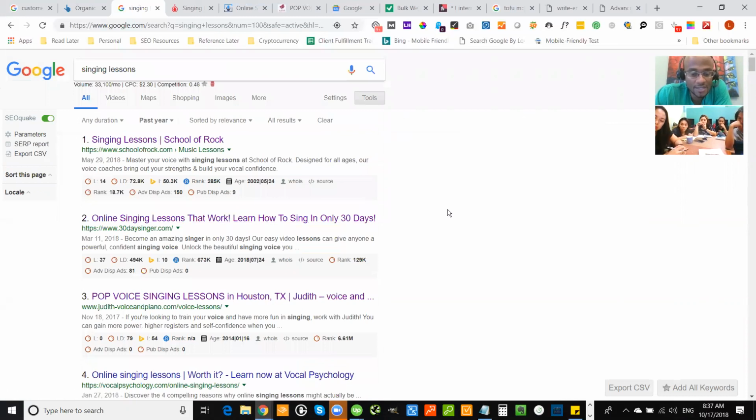And then the last tip, you also want to use actual numbers. These guys did a good example. Not only do they offer a good promise, learn how to sing in only 30 days, but they actually use the number 30. So it stands out a little bit when you are looking through the search results here.